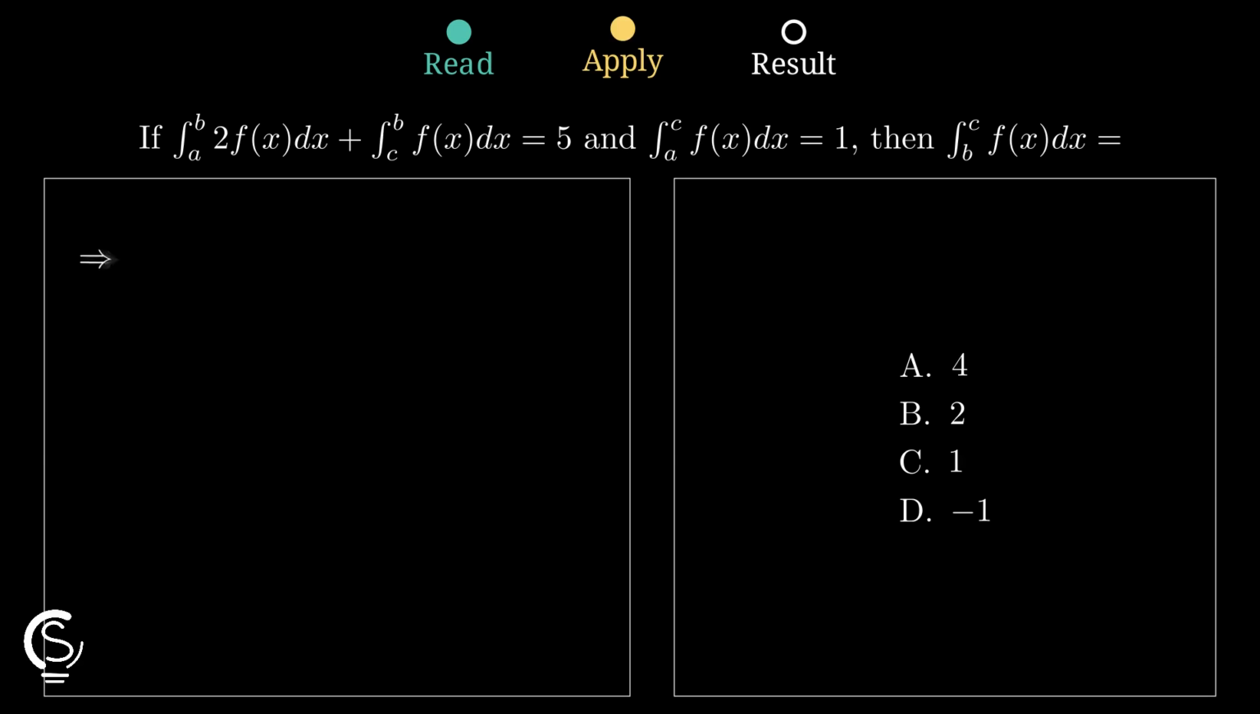Next, we use the rule that the integral from a to b plus the integral from b to c equals the integral from a to c. This is the key step.